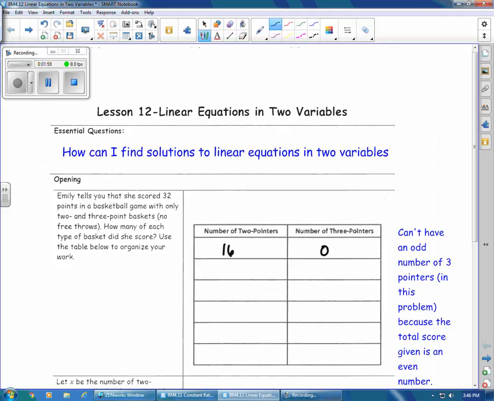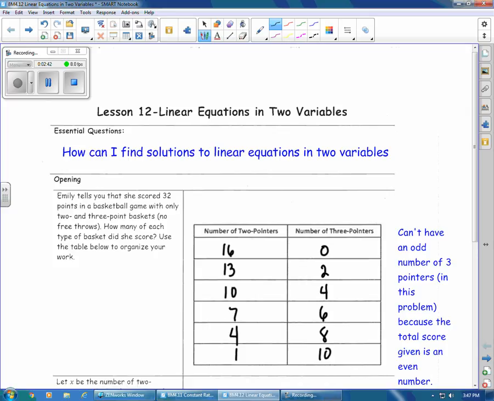So I know she's going to have at least 2 3-pointers, and if she has 2 3-pointers at 6 points, that means she can have 13 2-pointers. Again, I know she can't have an odd number of 3-pointers, so our next possibility would be 4 3-pointers and 10 2-pointers. If she had 6 3-pointers, she could have 7 2-pointers. If she had 8 3-pointers, she could have 4. And then finally 10 and 1.